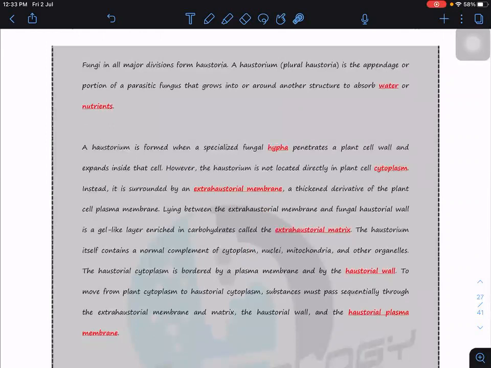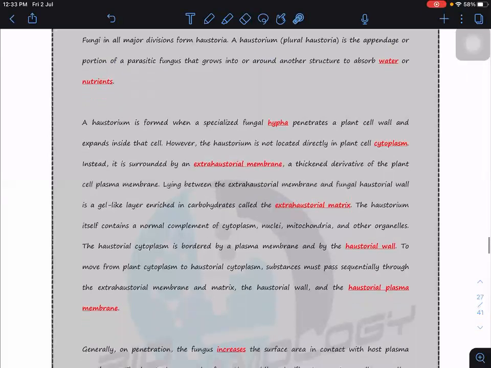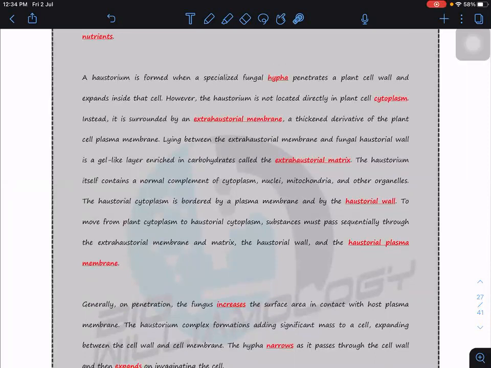Fungi in all major divisions form haustoria. The haustorium is an appendage or portion of the parasitic fungus that grows into or around another structure to absorb water or nutrients. A haustorium is formed when specialized fungal hyphae penetrate a plant cell wall and expand inside the cell. However, the haustorium is not located directly inside the cytoplasm. It is surrounded by the extrahaustorial membrane, a thickened derivative of the plant cell plasma membrane. Lying between the extrahaustorial membrane and the fungal haustorial wall is a gel-like layer known as the extrahaustorial matrix, and it is surrounded by the haustorial wall.